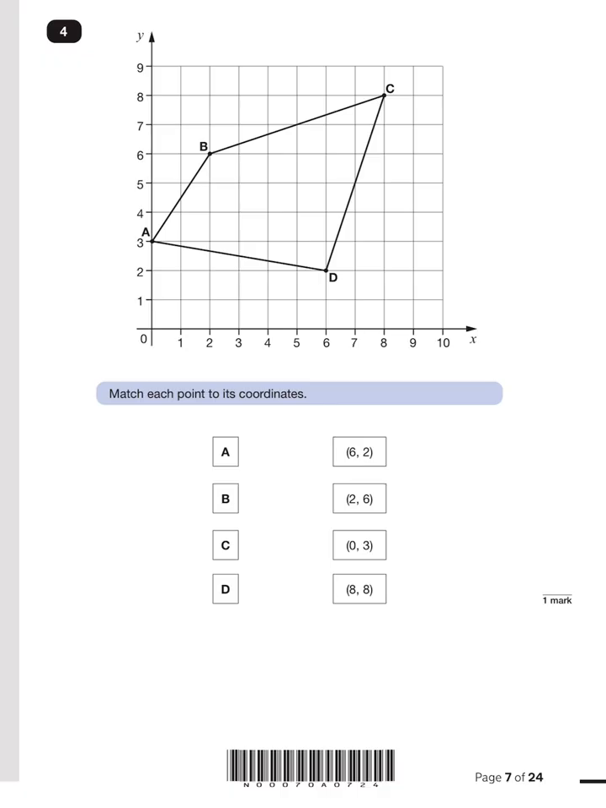Number 4. Match each point to its coordinates. A is 0, 3. The 0 here and the 3 here. B is 2, 6. C is 8, 8. Therefore, D must be the remaining 6, 2. And just to double check, 6, 2, yeah, that's right.